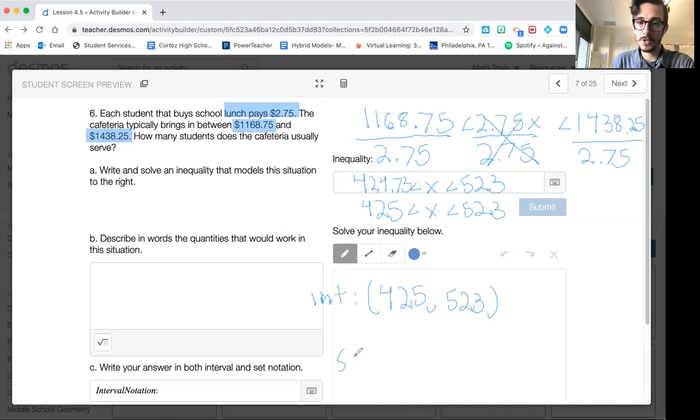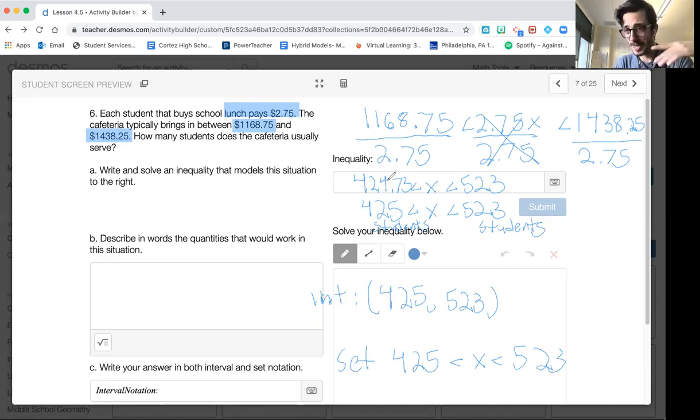For set notation, you have 425 less than X, which is less than 523. And again, we're talking students here, so that's a big deal. And again, we don't want the fraction of a 424th student, so that's why we rounded up to 425. I hope that makes sense.